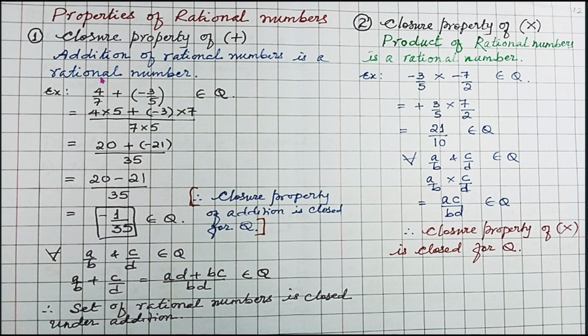Let us take an example. 4 by 7 is a rational number, minus 3 by 5 is another rational number, and when we add, we get minus 1 by 35, which is again a rational number. The procedure of addition is followed here.